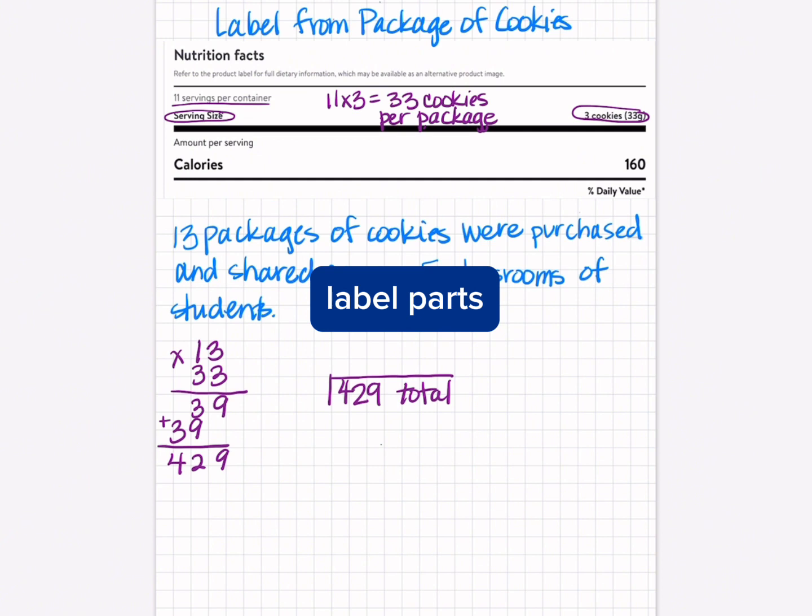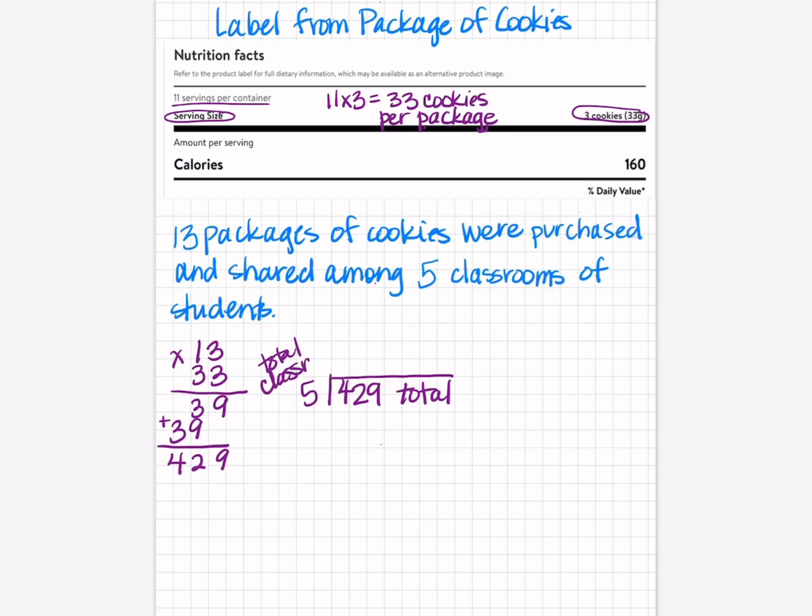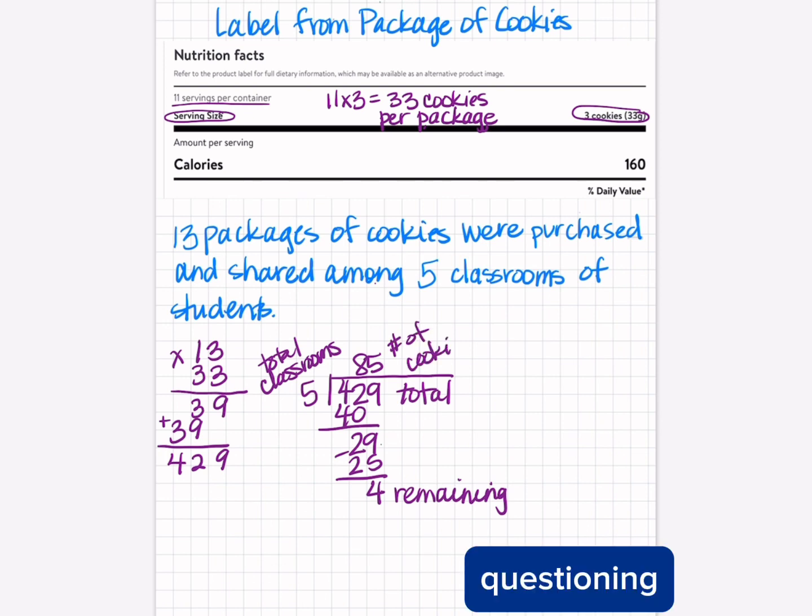And when they set up their division problem, it's important to label all of the parts. This helps you to understand if the kids get it, and it also helps to guide their thinking when you're asking the different questions that you're going to ask them. It helps them to see it all written out before them. When they perform the division, then they are left with 4 cookies that are remaining, and they have 85 cookies that each classroom of students will receive.